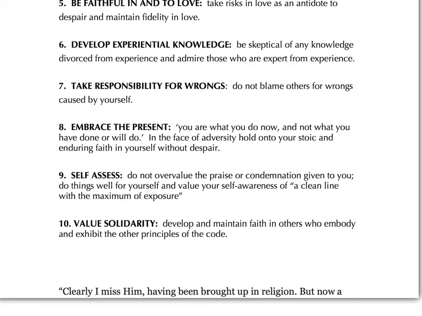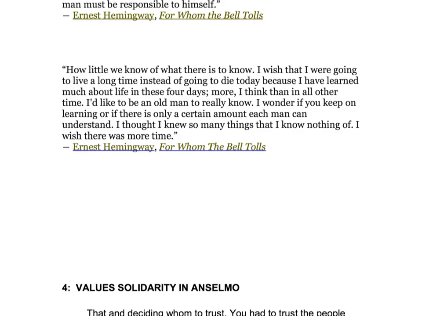Let's look at this passage that comes from For Whom the Bell Tolls. It says, "Clearly I miss Him," H being God, "having been brought up in religion. A man must be responsible to himself." So out of the context of those code principles, here we have this commentary that, yes, I miss God and God's presence in guiding one through life, but now man must be responsible to himself. Must be responsible to self-assessing, to living by a self-imposed way of being in order to create order in this world of chaos and war and despair.